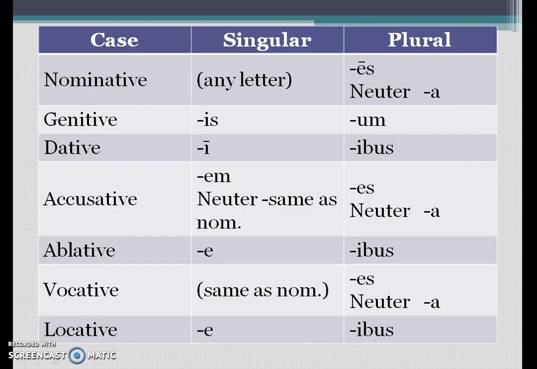These are your third declension endings. Again, nominative singular can end in any letter. If you're ever trying to determine whether or not a word is third declension, look at its genitive singular. It should always go right to IS. Notice, again, nominative and accusative are the exact same for neuter nouns.